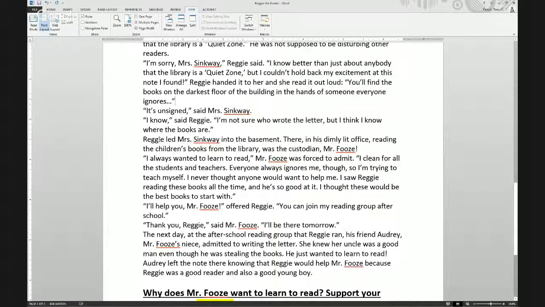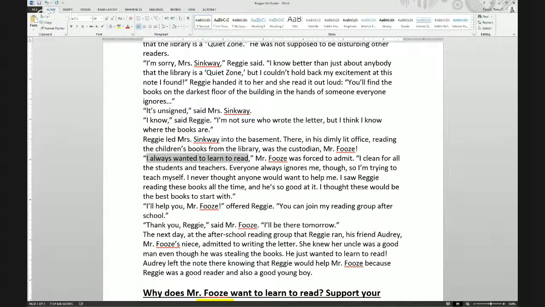Reggie led Mrs. Sinkway into the basement. There, in his dimly lit office, reading the children's books from the library, was the custodian, Mr. Foos. I always wanted to learn to read, so I'm paying attention now because the question asks about Mr. Foos, and it asks about evidence about why he wants to learn to read.